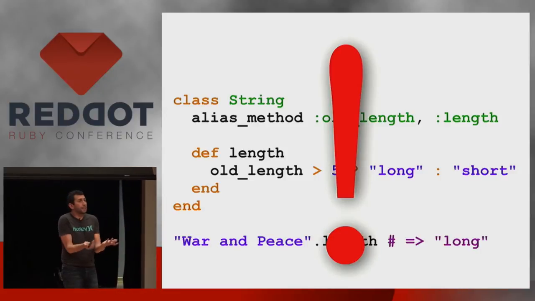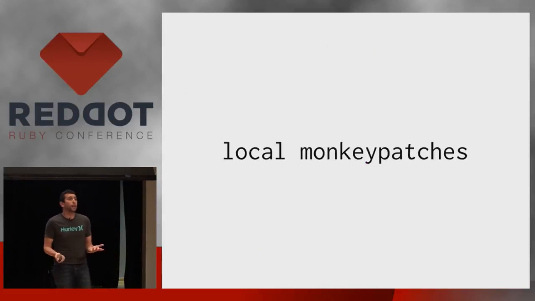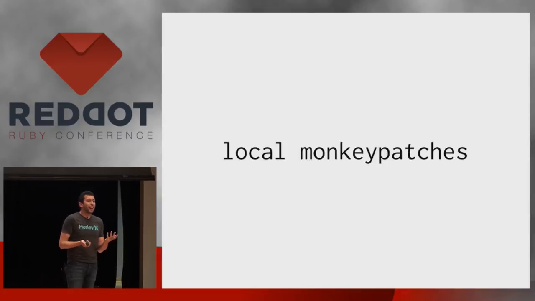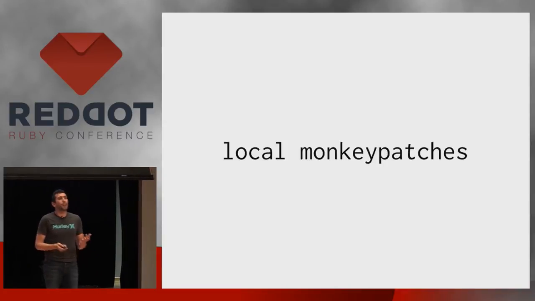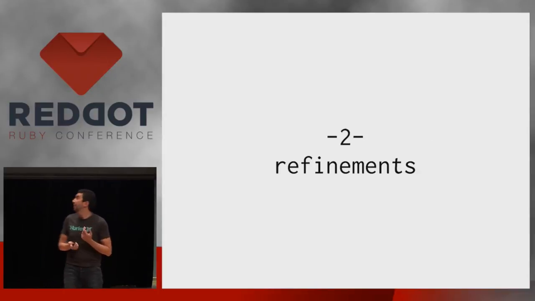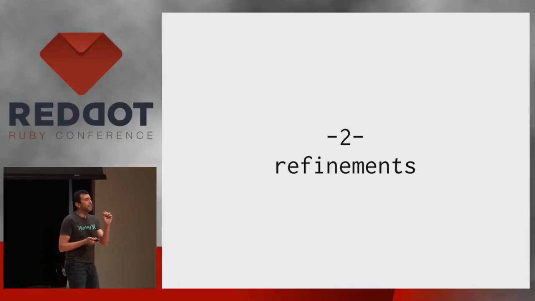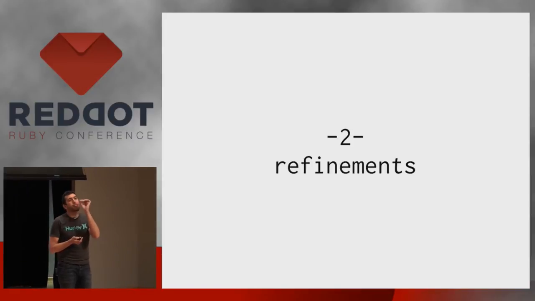And the problem with this is that they are global, right? Monkey patches are global. We don't like global stuff. It brings bad luck in programming. So we would like local monkey patches instead. And that's what refinements are, local monkey patches. So let's see how they are, not how they are implemented today, but what the original idea for refinements was.